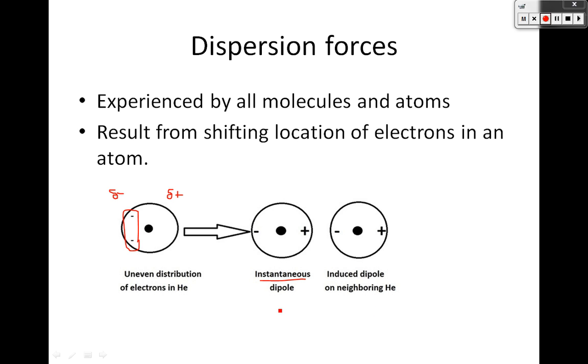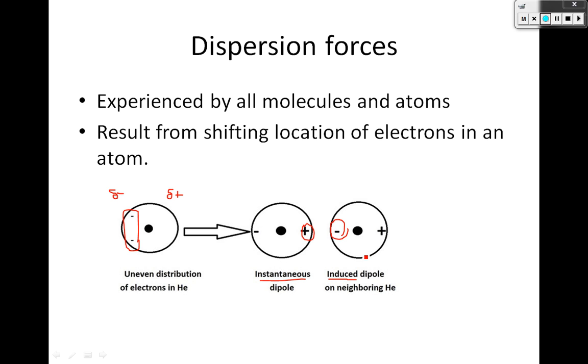But that instantaneous dipole, in that moment, if this helium atom is near this helium atom, that can then induce or create a dipole on a neighboring helium. So because this helium now has a positive charge here, the electrons from this helium atom may be attracted over towards this, which would cause an instantaneous dipole on this helium atom. And then that would also cause these 2 helium atoms to be attracted to one another. They would experience an intermolecular force.